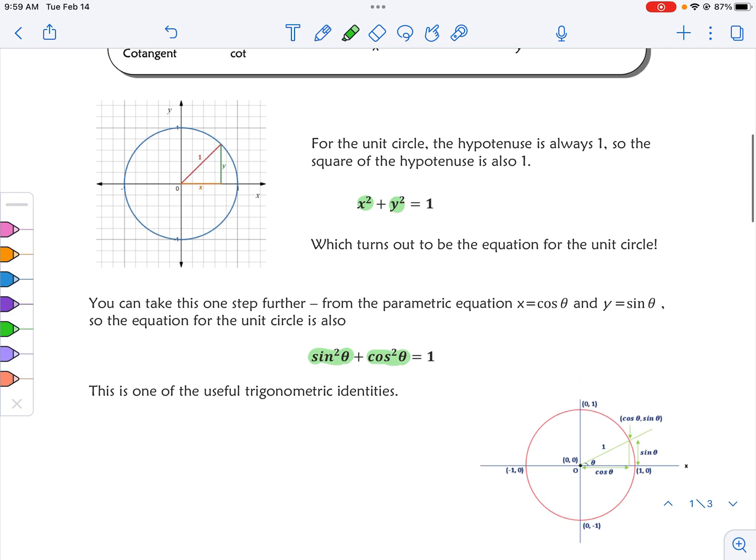And that's shown here as well. Cosine squared plus sine squared equals your hypotenuse squared. Again, only in the unit circle because the hypotenuse is 1.